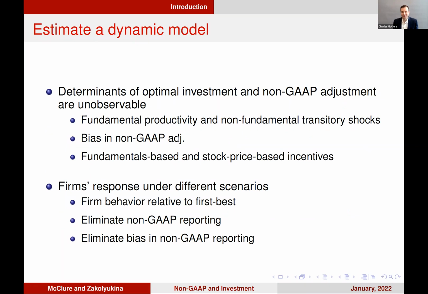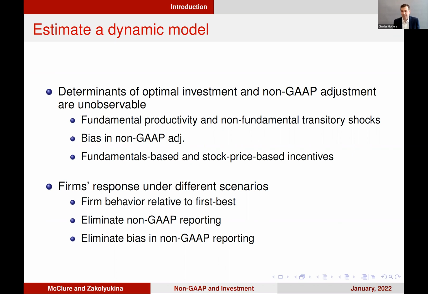If you've read the paper, or if you know who the co-authors are, we're going to be estimating a dynamic structural model. Essentially, we're taking a theoretical model and taking it to the data. It's a little different from a reduced form approach, and it's important to motivate why we're doing that. The big reason is observability issues. There are a lot of observability issues when we're thinking about the optimal level of firm investment, as well as non-GAAP reporting. We don't observe the fundamental or the transitory shocks that firms face when they're thinking about their operations.